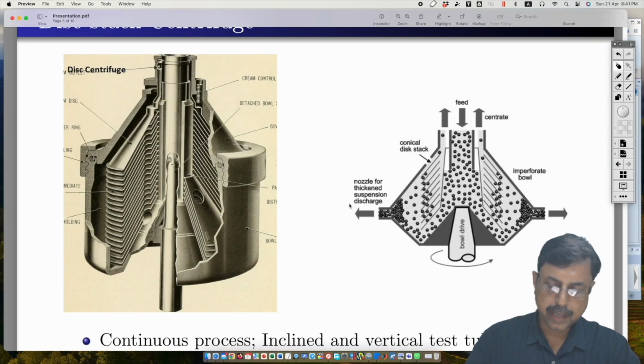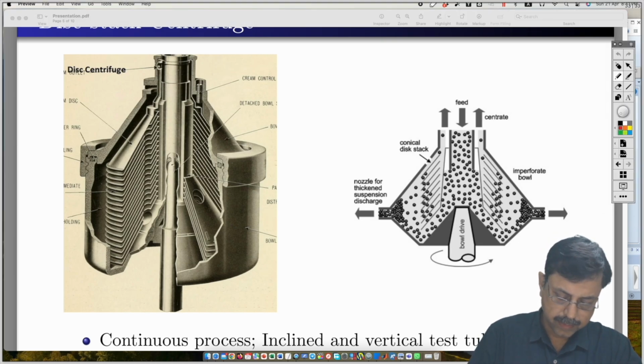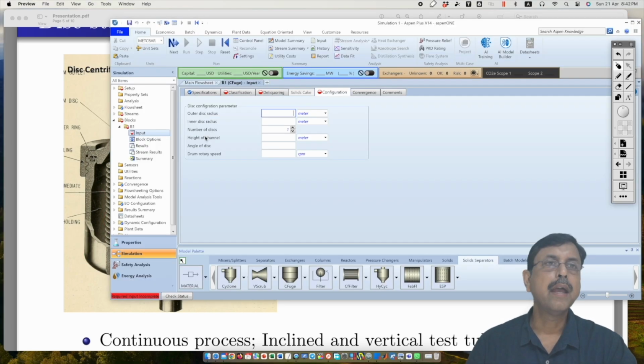So outer disk radius means this is the outer disk radius, and this is the inner disk radius. Or this is the inner disk radius and this is the outer disk radius. And number of disks means this is 1, 2, 3, 4, 5, 6, 7, 8, 9, 10, maybe around 17 or 18 disks. And then height of channel, angle of disk, drum rotary speed.